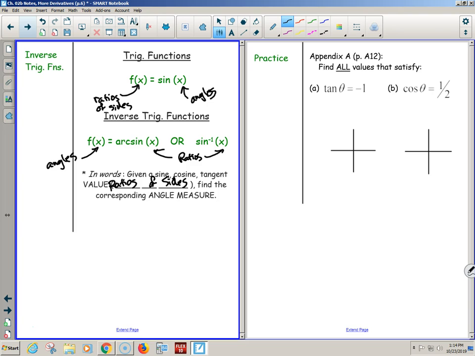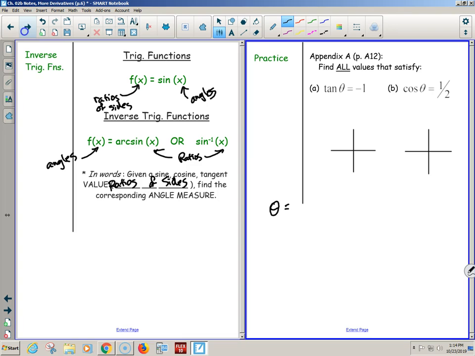Over here, the equation says tangent of theta equals -1, cosine of theta equals 1/2. Wait a minute, thetas. It's been a while. Hi, thetas. Why are there thetas in here? What do they represent? Angles. So we're trying to figure out who theta is for each of these. Who are the right angles where tangent is -1? So SOH CAH TOA. Tangent is what kind of ratio?